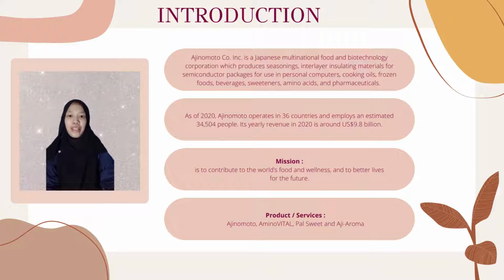Ajinomoto operates in 36 countries and employs an estimated 34,504 people. Its yearly revenue in 2020 was around $9.8 billion. The mission of the Ajinomoto company is to contribute to the world's food and wellness and to a better life for the future. The products from Ajinomoto include Ajinomoto Amino Beta, Pulse Sweet and Aji Aroma.